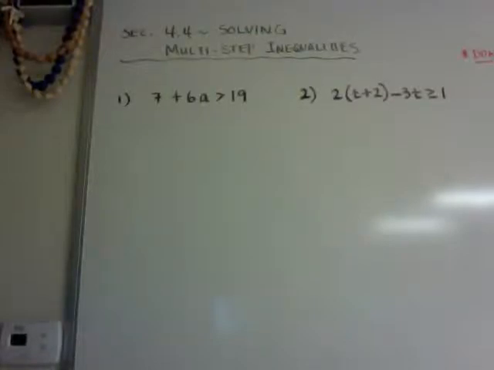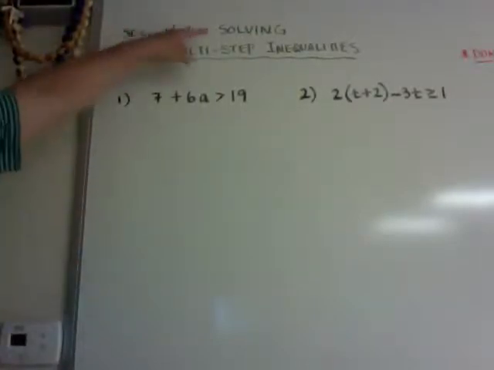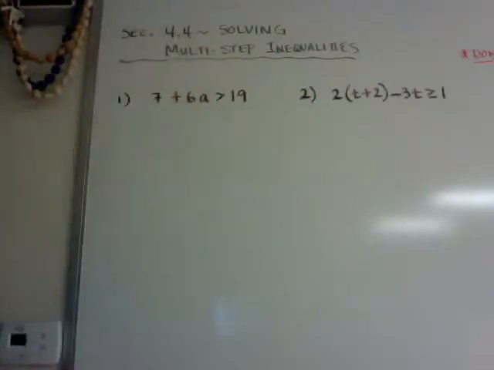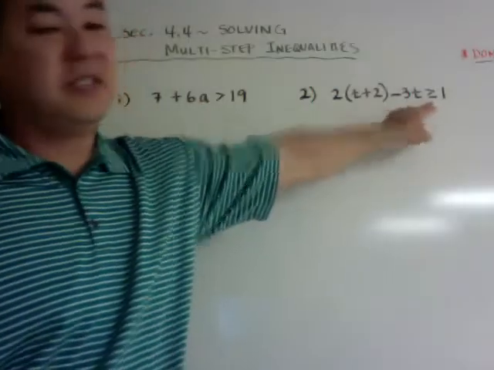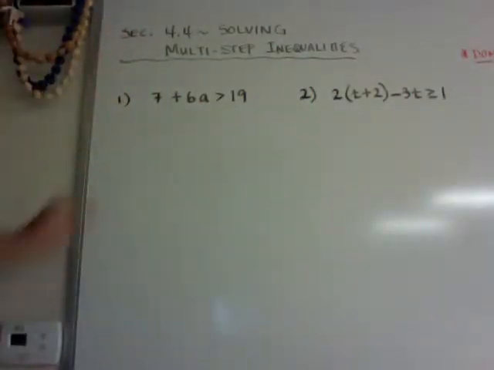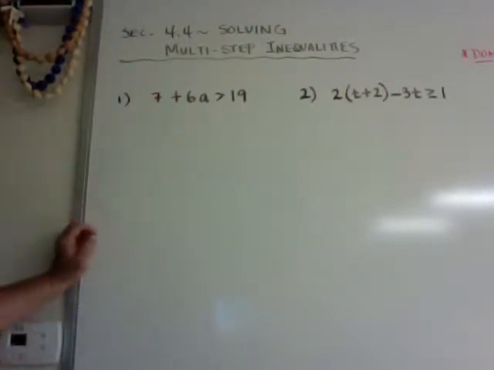Hi guys, this lesson is on section 4.4, which is solving multi-step inequalities. It's going to be the same as solving multi-step equations, except instead of an equal sign, you're going to have inequalities here. Again, you have to have the variable first, and on your homework, it'll say to check, but you do not need to check your answers. I don't think you have to graph unless it says to graph, but we're going to graph just so you can get used to it.